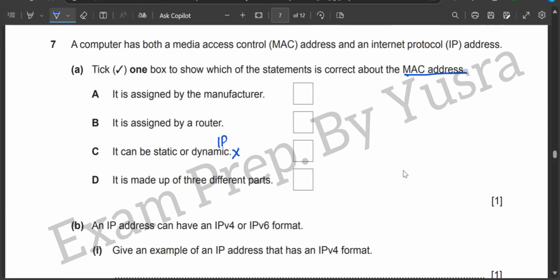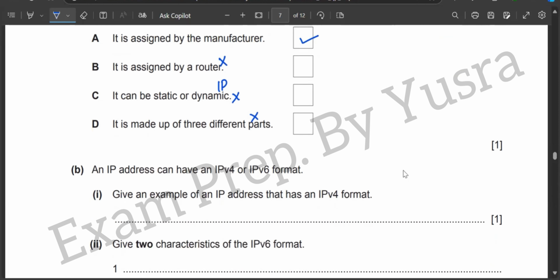This is incorrect because the IP address can be static or dynamic. This is not made up of three parts either. And it is not assigned by the router either. It is assigned by the manufacturer. So our first statement is correct.